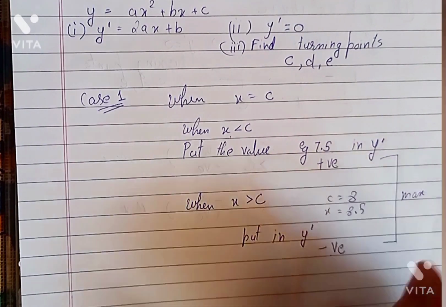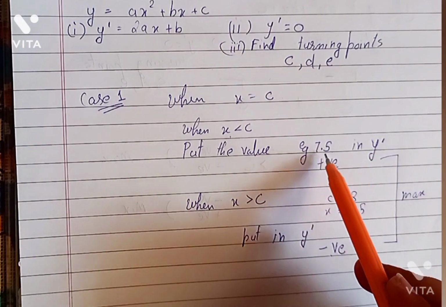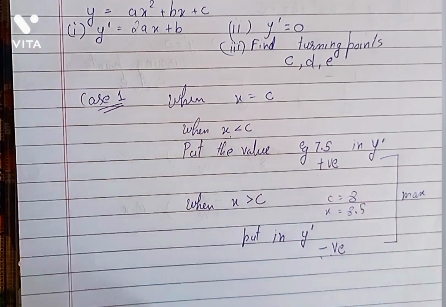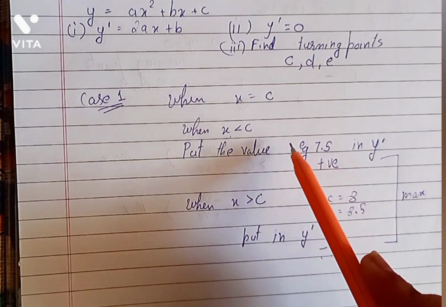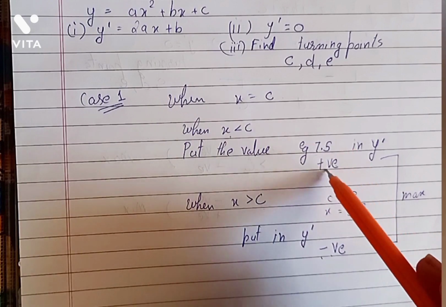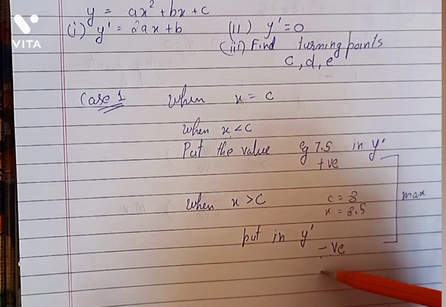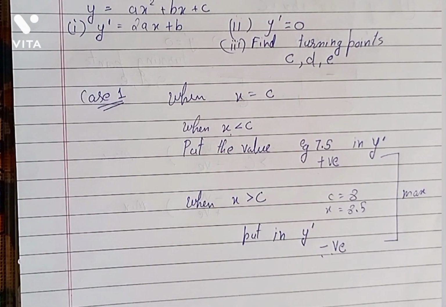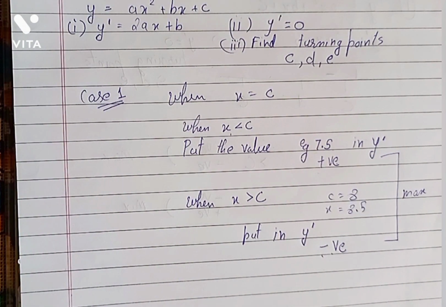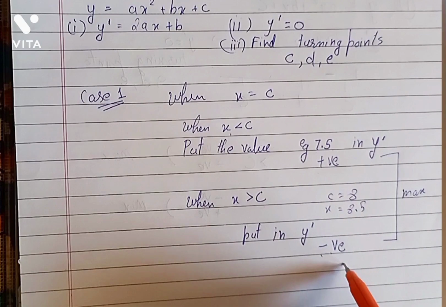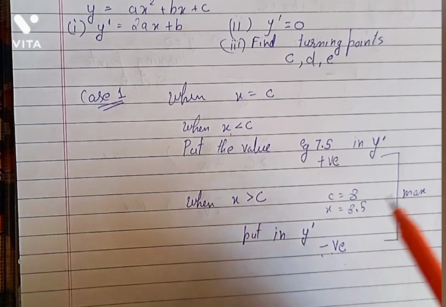Now how? I'll tell you that. First, it changes from positive to negative. So remember the trick: if x is less than c, then you get positive, then of course it will be maxima, and this should be negative. There are 3 types of cases, that is maxima, minima and inflection. So here we got maxima over here.